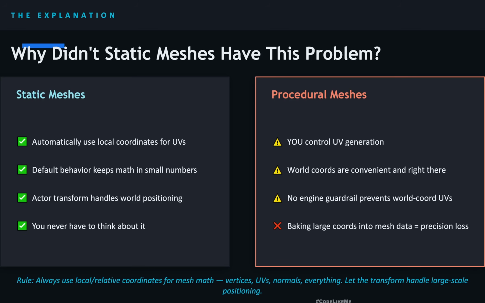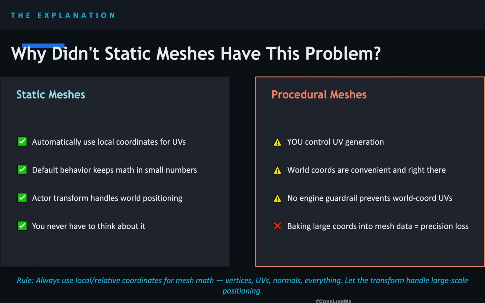So yeah, this is why it didn't happen for static meshes, because they automatically use local coordinates. So the default behavior keeps math in smaller numbers, unlike infinite terrains. Because of that, you will never run into such issues with static meshes. But when we deal with procedural meshes, we have to think about these things ourselves and handle these edge cases.